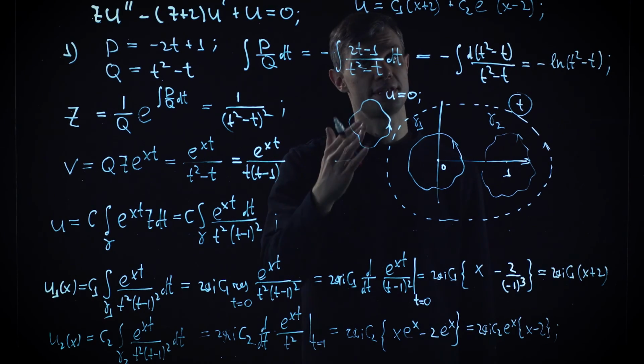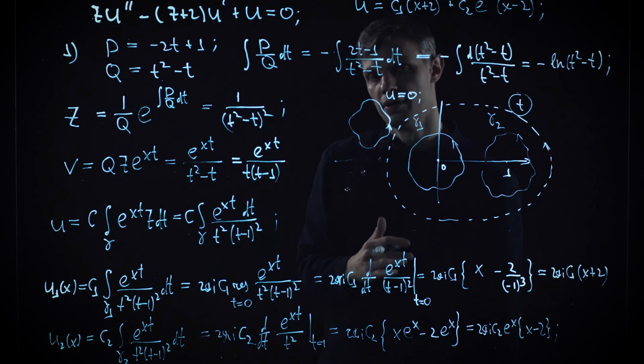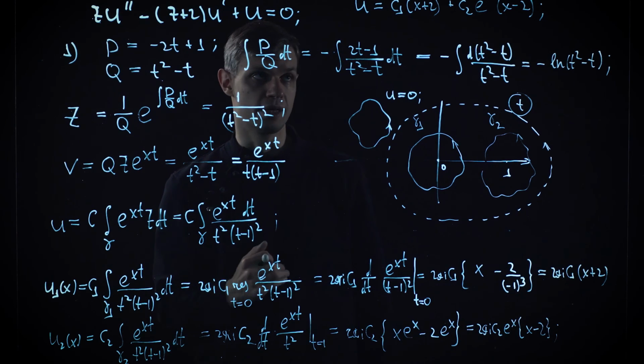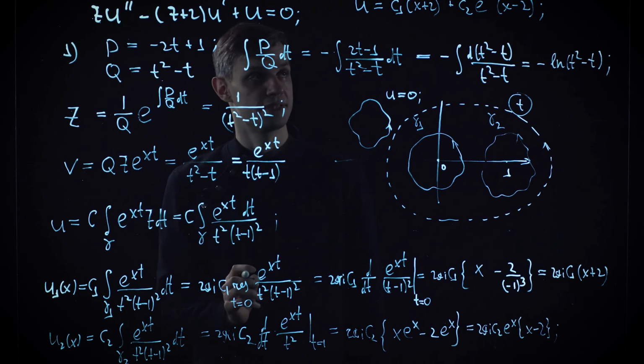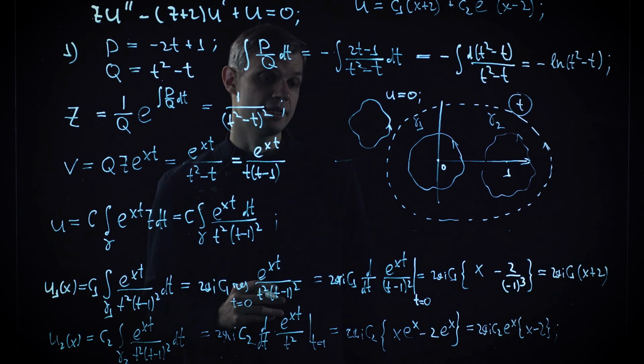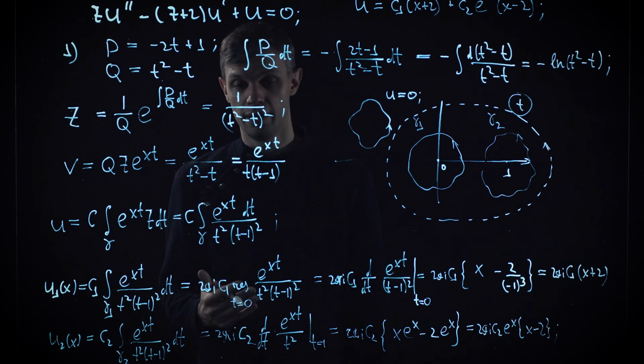As you notice, the answer is a combination of two elementary functions. This is rather an exception, I would say. In most cases, the integral which defines your solution can't be taken exactly, and the best you can hope for is to find some reasonable asymptotics of this solution, and this will be discussed in our second example.